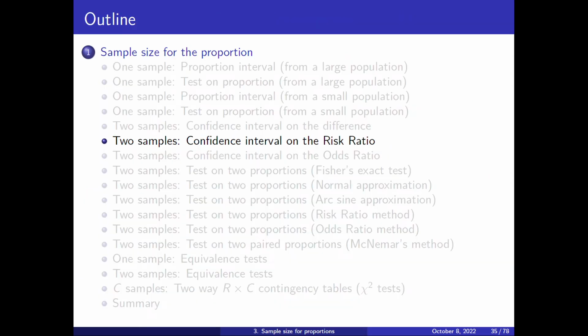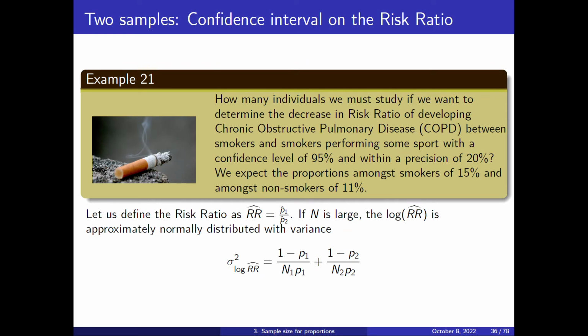Okay, so what if we want to construct a confidence interval for the risk ratio? The risk ratio is the ratio between P1 and P2. So we have the same problem as above, but we want to construct a risk ratio confidence interval with a precision of 20%. So this delta that we had before is 20%.